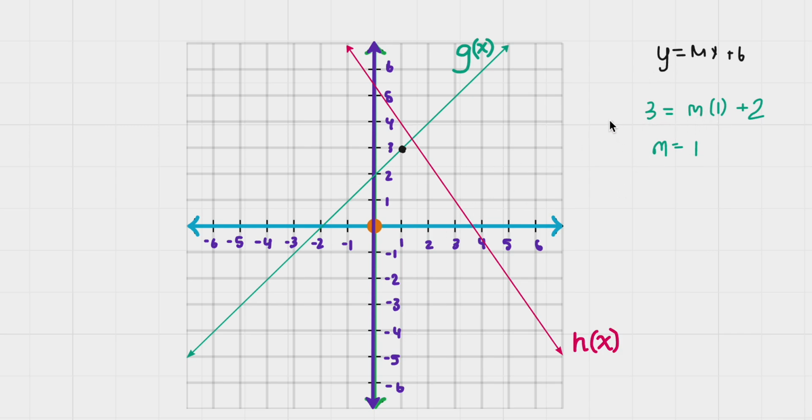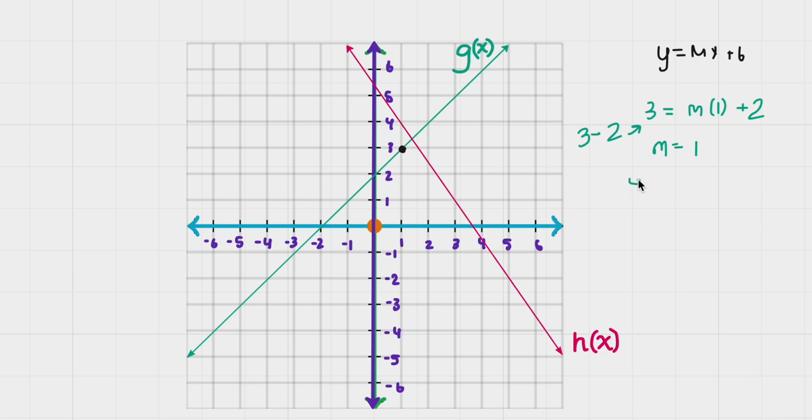Let me write it here so you guys can understand what just happened. 3 minus 2 is what just happened here. And so m is equal to 1.